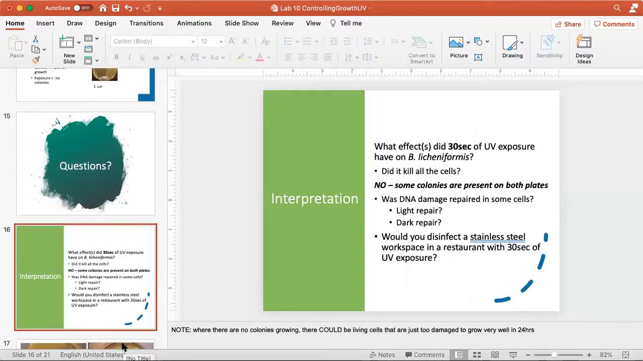So let's talk through this a little bit more so you'll be all set to do your homework. What effects did 30 seconds of ultraviolet exposure have? We'll start with Bacillus licheniformis. Did it kill all of the cells on the plate? No, it didn't. How do I know? Because I saw colonies growing the next day.